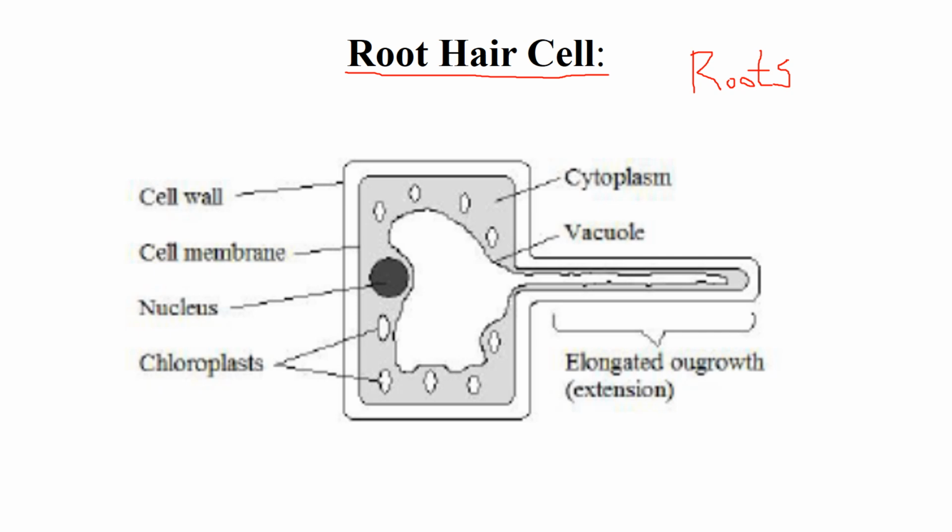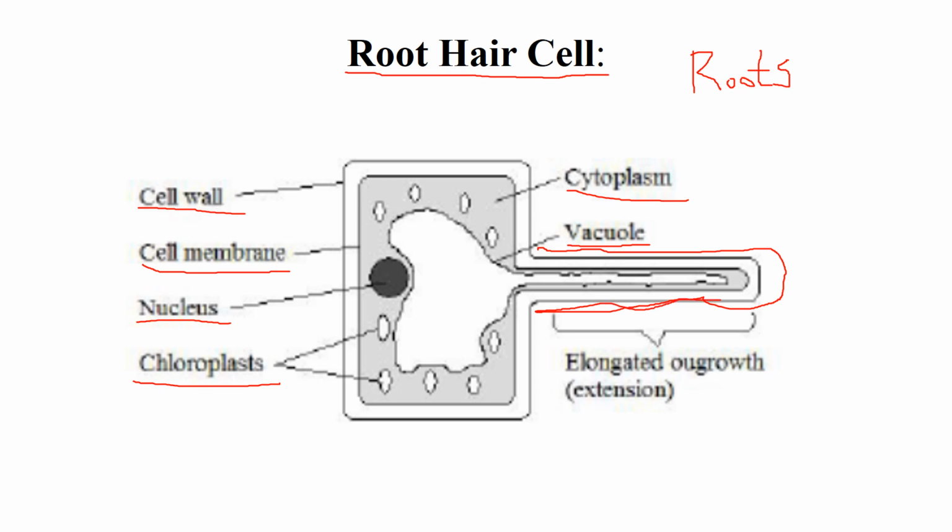And if you look at this cell, of course it has the cell wall here, it has the cell membrane, which we know the function, the nucleus, the cytoplasm, the vacuole, which stores cell sap, and the cytoplasm, a jelly-like structure. So these are the parts that a root hair cell has. It also has an elongated outgrowth here. So in case they ask us the adaptation of this root hair cell, it has an elongated outgrowth.